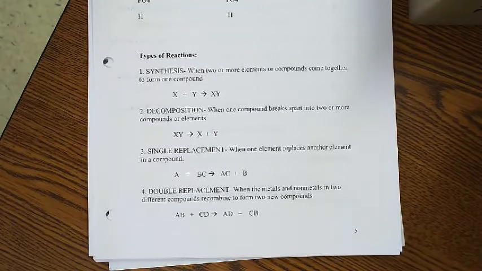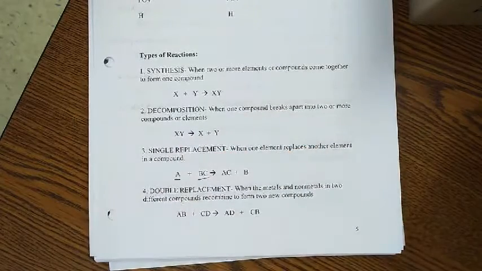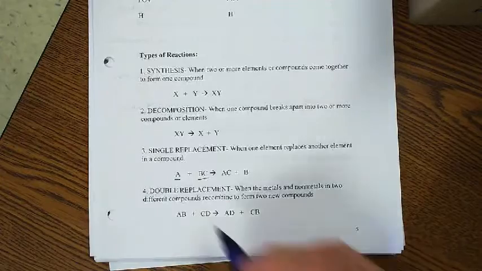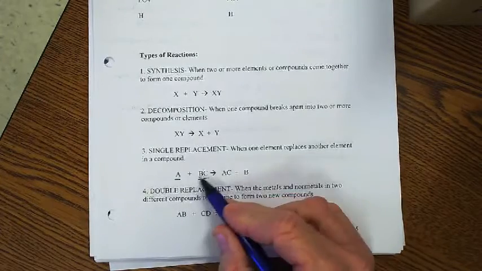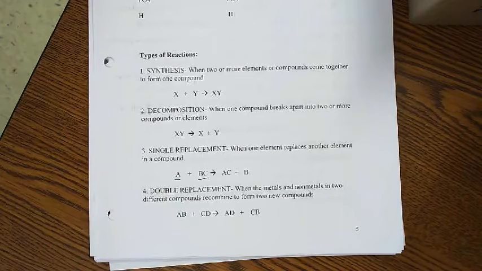So in a single replacement reaction, you always have an element that is replacing another element in a compound. And so in this case, this element is replacing that element. And there is a way to know, and we're going to show you how to know in complete single replacement reactions whether or not they occur by using what's called an activity series.